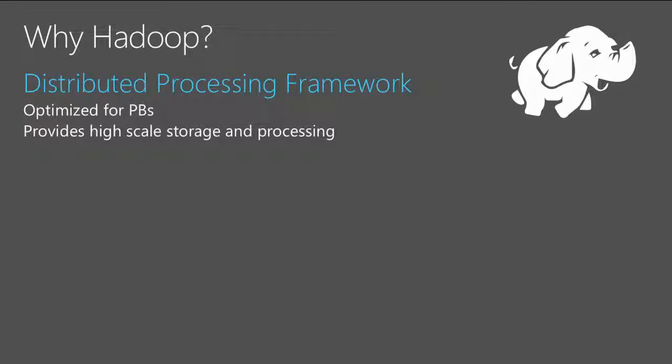So what is Hadoop? Hadoop is a distributed processing framework. It runs on commodity hardware, and it is optimized for big data. So I would say hundreds of gigs to terabytes to petabytes of data. It provides both high-scale storage and processing. So it uses the same distributed servers for both storage and processing.